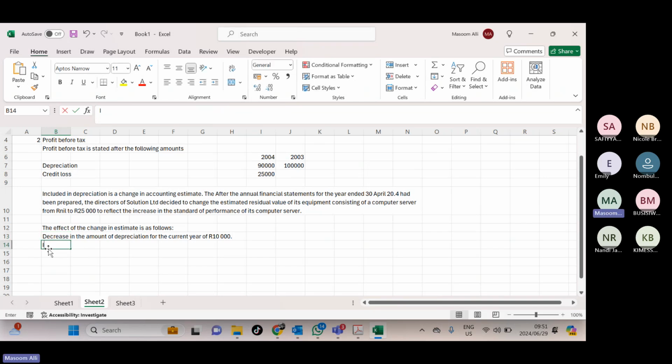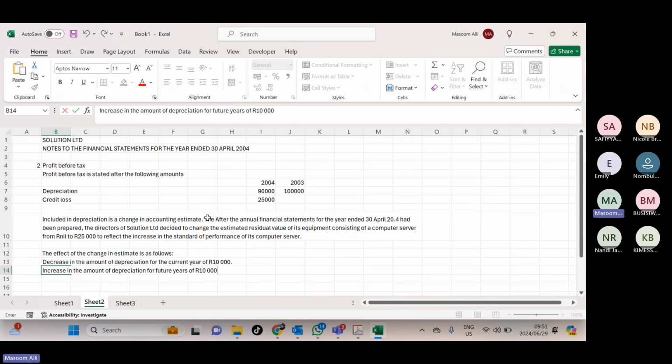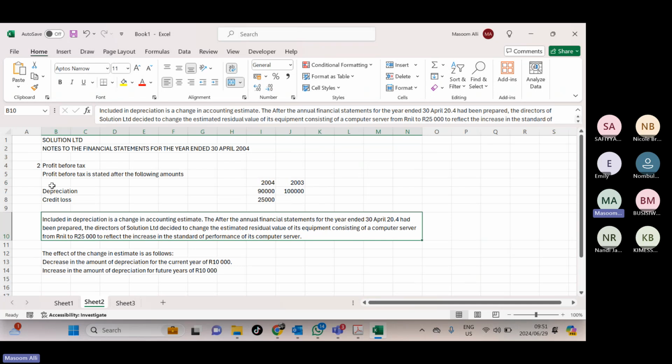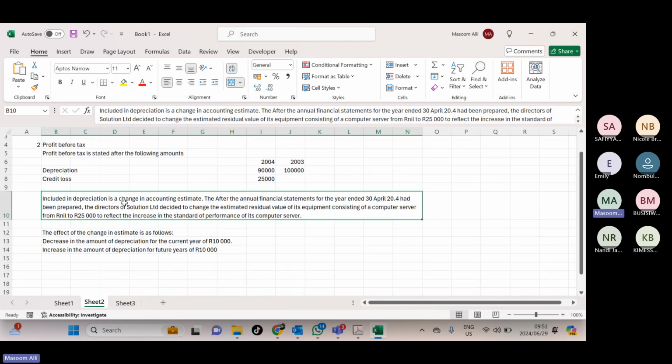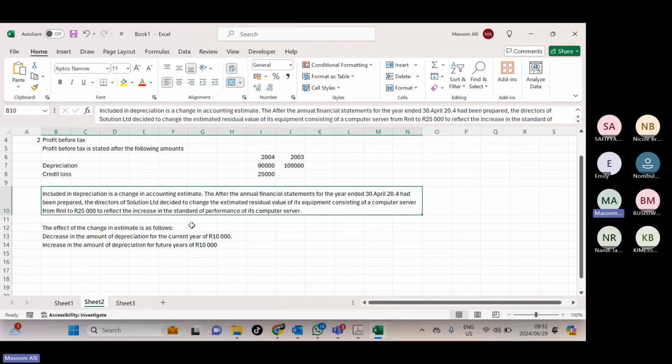And then you can say increase in the amounts of depreciation for future years. Because remember, you'll be depreciating it by 10,000 more in future periods, right? You've basically just deferred that depreciation in a manner of speaking. And that covers the change in the accounting estimates part. That's literally it, done. There's nothing more that you need to add to that. That's your change in accounting estimate done.